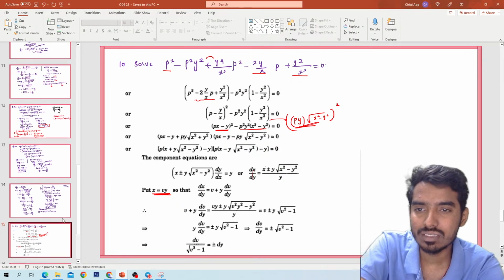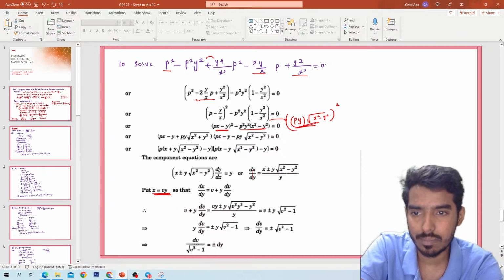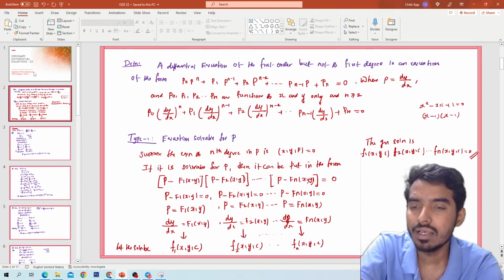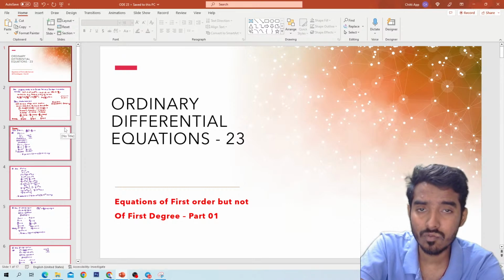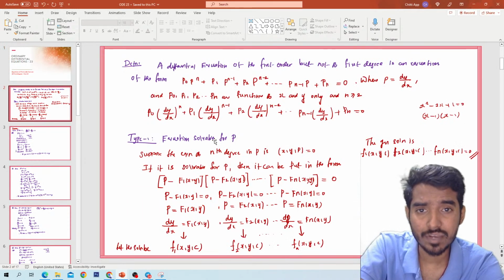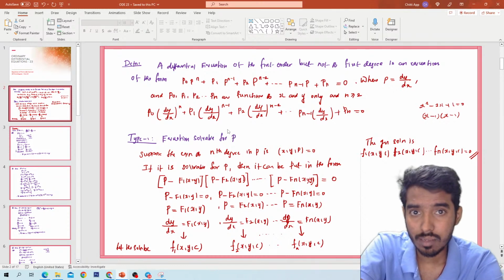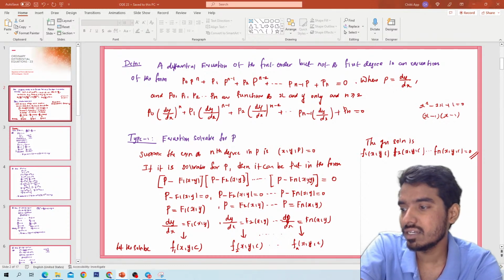So type 1 is equation solvable for p, right? For p. The next class you will start type 2 where it is equation solvable for y, right? Instead of p we will have y. What is p? P is dy by dx, right? So that's it. This is the next class, right?